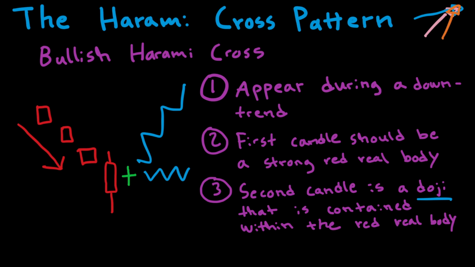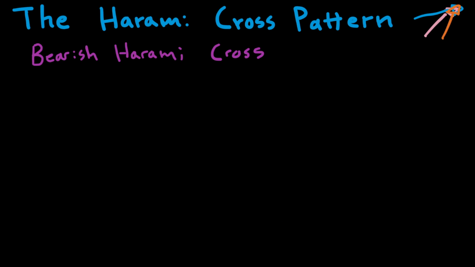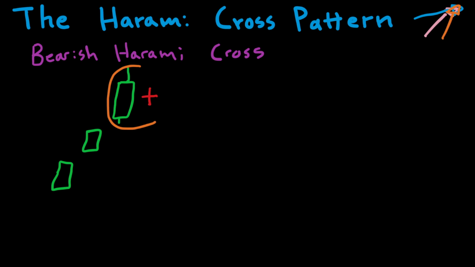And the opposite of the bullish Harami cross is the bearish Harami cross. I can just show that one real quick as well. So prior to the actual pattern, we have an upwards trend. The first candle is a strong green one, and the second candle is a doji. So it would look something like this. And this is basically it. This is the bearish Harami cross.